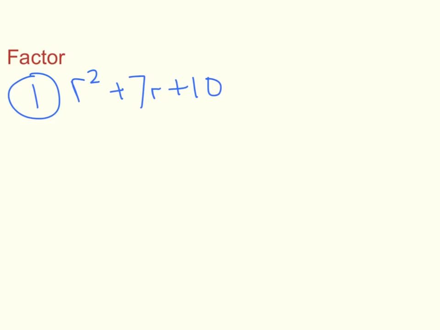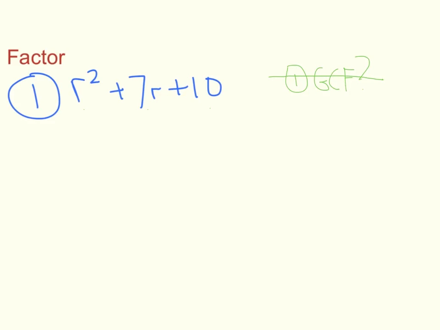Okay, our first example in section 4.4, r squared plus 7r plus 10. Again, we're asked to factor like in the last section, and just a reminder, anytime you're asked to factor, make sure you take a second and check to see if there's a greatest common factor, something that you might be able to take out of each one of the terms. R squared, 7r, and 10 don't have any common factor, so nothing that we're going to take out of these.